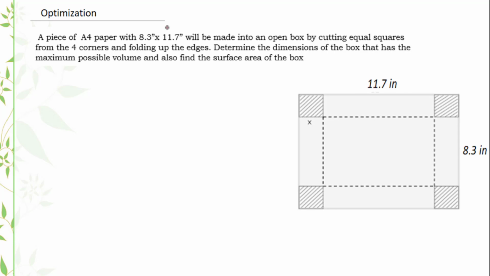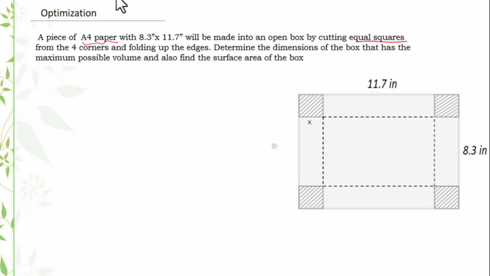This video is about optimization. A piece of A4 paper with 8.3 inches by 11.7 inches will be made into an open box by cutting equal squares from the four corners, folding up the edges. Determine the dimensions of the box that has the maximum possible volume, and also find the surface area of the box.